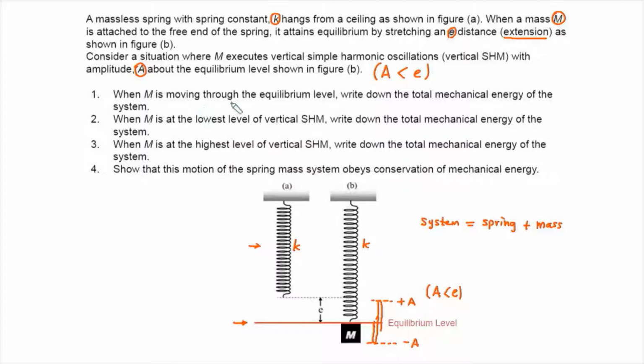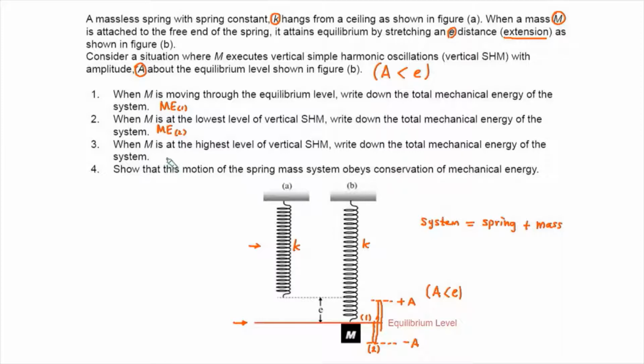So when the mass moves through the equilibrium level, let me call that 1. So equilibrium level is denoted by 1. We want to find the mechanical energy of the system when it is at level 1. In the second one, mechanical energy of the system when the mass is at the lowest level of vertical simple harmonic motion. You can see that's this level 2. So we need to find ME2 at level 2.